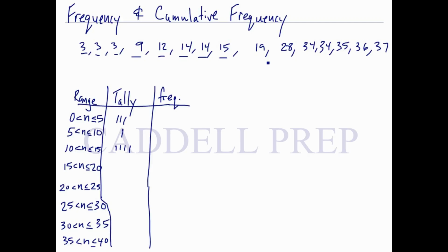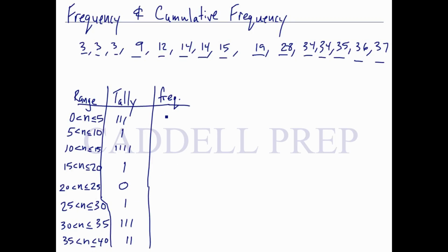From 15 to 20, the number has to be greater than 15, so we don't count 15. So numbers bigger than 15 but less than or equal to 20, only one value. Then 20 to 25, we don't have any values. We can put a 0 if you want, so you don't lose track of that row. Greater than 25 and less than or equal to 30 is just 1. From 30 to 35, 1, 2, and 3 because we include the 35. And then from 35 to 40 is 2.